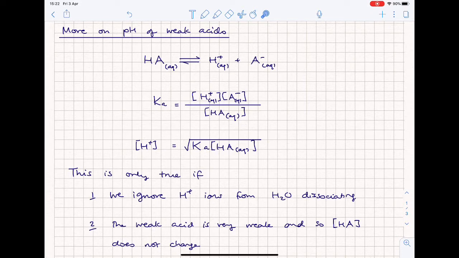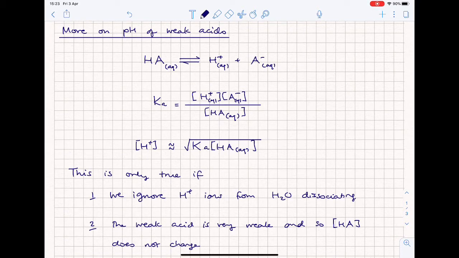This assumption is fine for very weak acids. However, if you've got a weak acid that ionizes quite significantly, this will make the expression here not valid. So this is really an approximation, and often we change the equal sign to that.